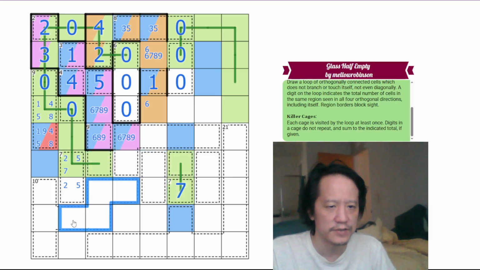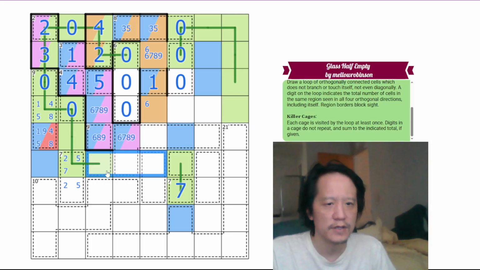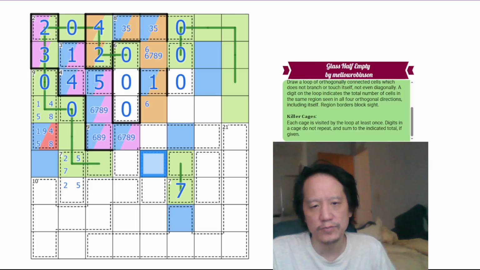And then this cage does not have the loop visited. So it cannot go this way. If it goes this way, it must connect to this part of the loop as the only cell. But the problem is then it would have to connect through this way. And then this would not have a loop on it. So this cannot be the one. It must enter here. It must exit this way.